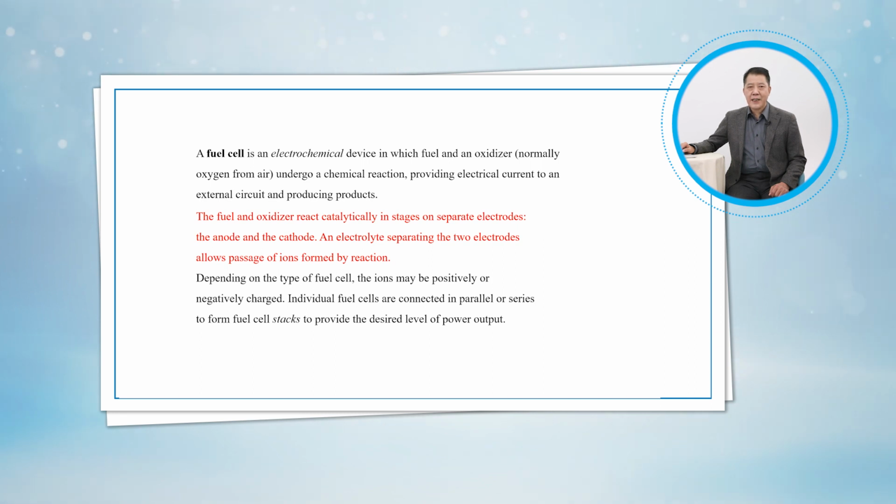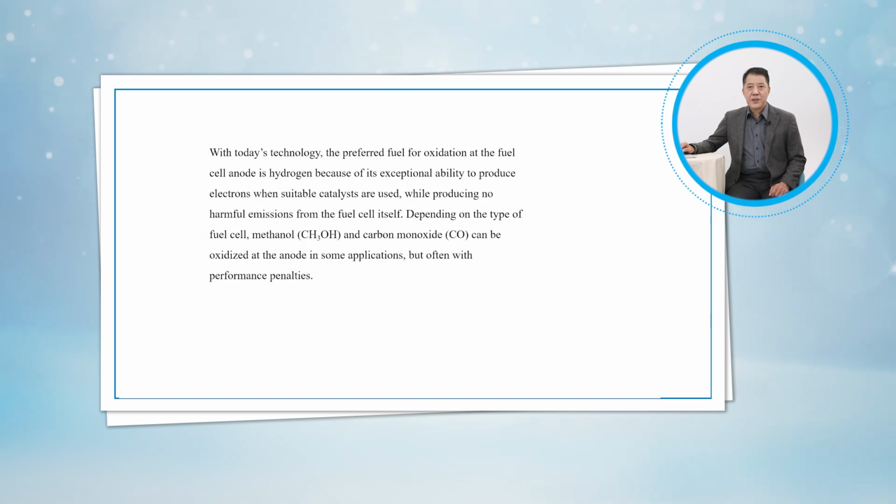Individual fuel cells are connected in parallel or series to form fuel cell stacks to provide the desired level of power output. With today's technology, the preferred fuel for oxidation at the fuel cell anode is hydrogen because of its exceptional ability to produce electrons when suitable catalysts are used, while producing no harmful emissions from the fuel cell itself. Depending on the type of fuel cell, methanol and carbon monoxide can be oxidized at the anode in some applications, but often with performance penalties.